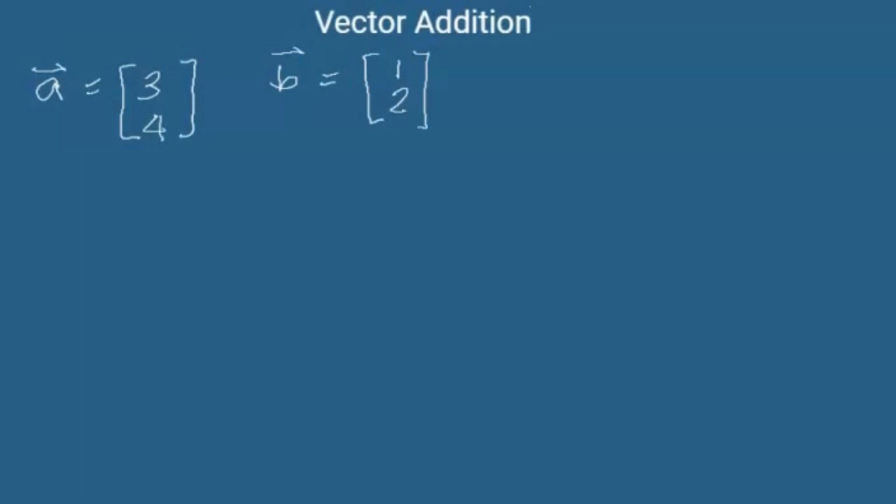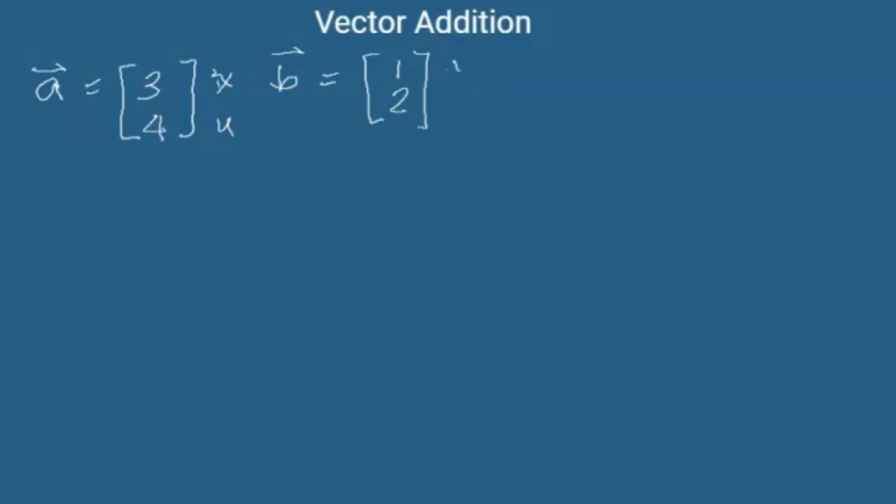Hi everyone. For this video, we're going to discuss how do we add vectors and how do we graph them. Okay, so let's have an example here, vector A and vector B with their components, with their x and y components. So we know that's x and y.